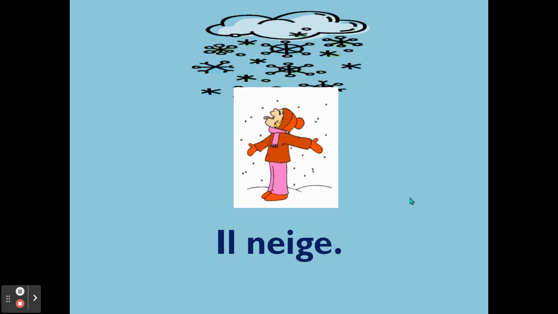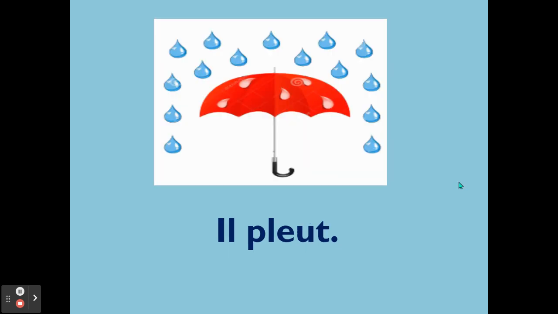Il neige, as it snows. All right. So il neige, or it is snowing. So you can catch a snowflake on your tongue. Il neige. Catch it on that tongue. Il pleut. Pleut. Pleut. It's raining. So that's how I remember that one.